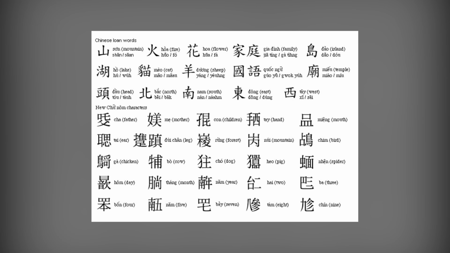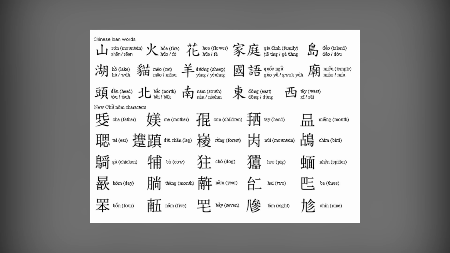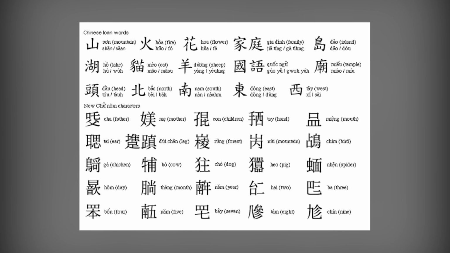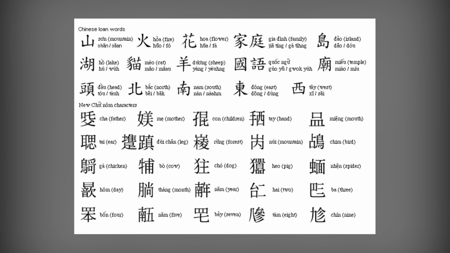In the 13th century, a new script, Chu Nom, literally Southern script, was created to write down Vietnamese. It was a mix of Chinese characters and characters created specifically for Vietnamese. The way these new characters were created was quite peculiar. They were usually a combination of two Chinese characters. One would convey the pronunciation and the other the meaning.